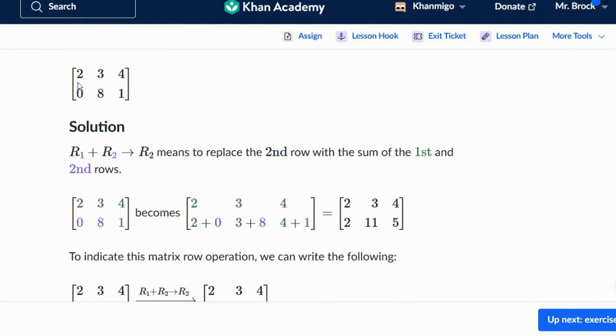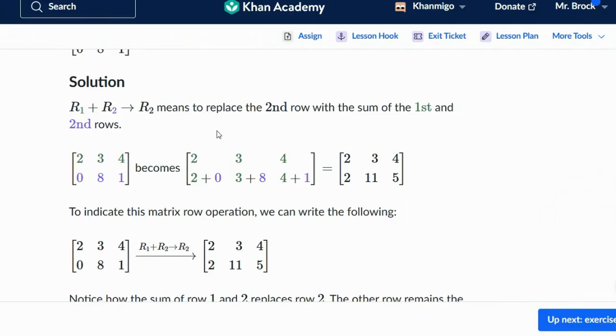So if we have this 2, 3, 4, 0, 8, 1 matrix, it's a 2 by 3, and we have this R1 plus R2 becomes the new R2. It says replace the second row with the sum of the first and second rows. So the first row doesn't change. It's still 2, 3, 4. But the second row is adding these together. Right? And then that is becoming the new second row. A new second row right there.